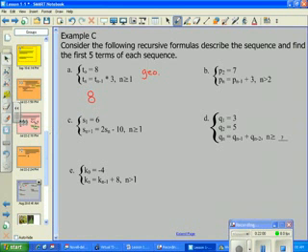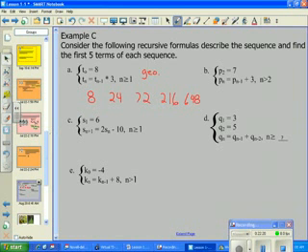Notice this time I'm starting off with the 0 term, t sub 0. Now let's find 4 more. To find t sub 1, you multiply by 3. You get 24, 72, 216, 648.